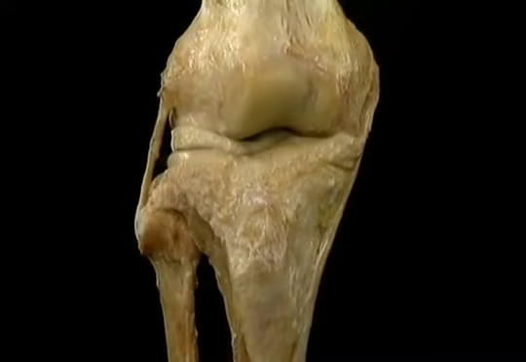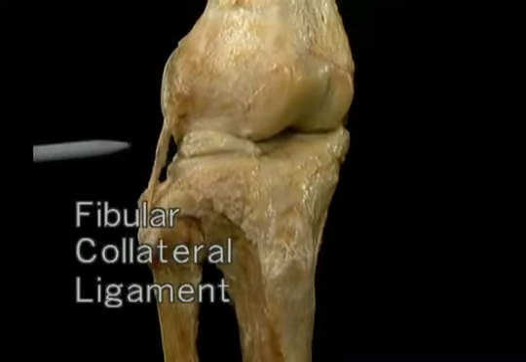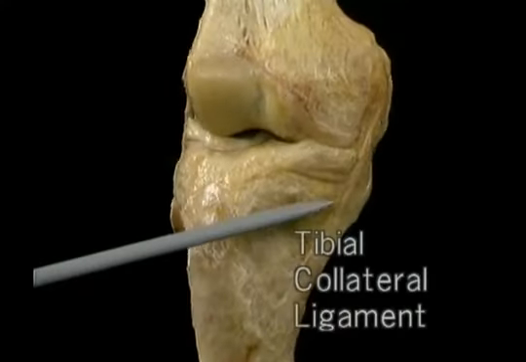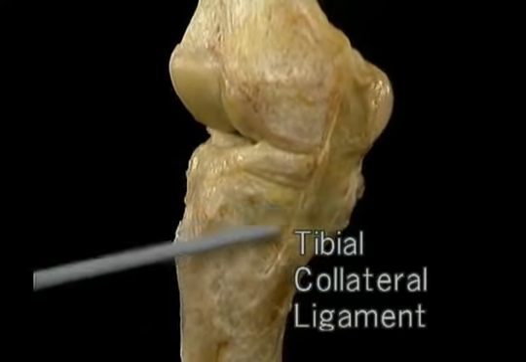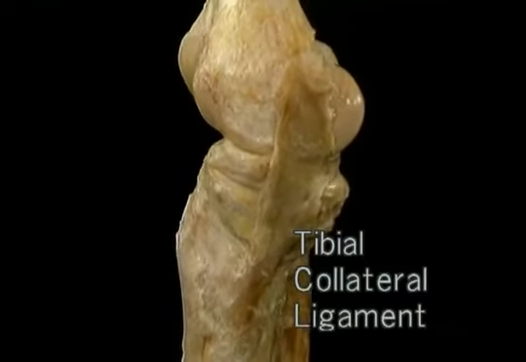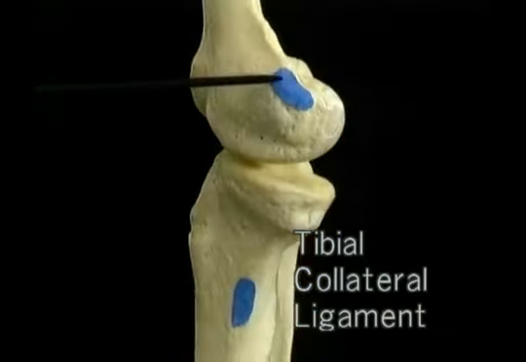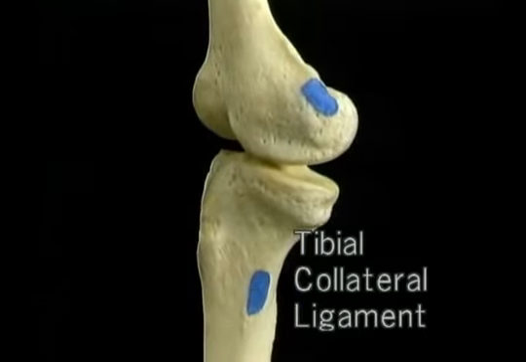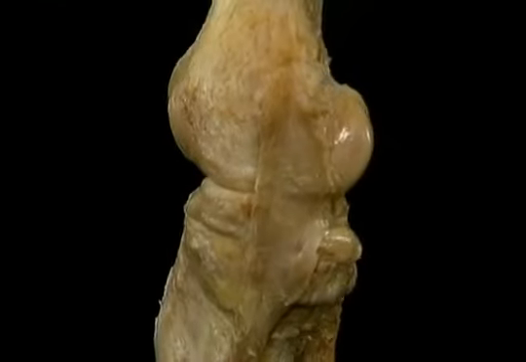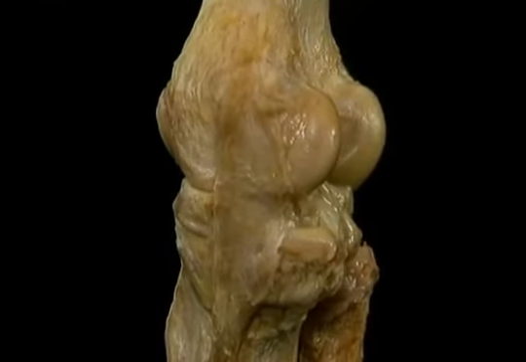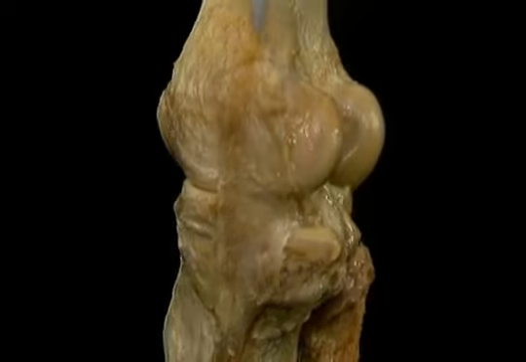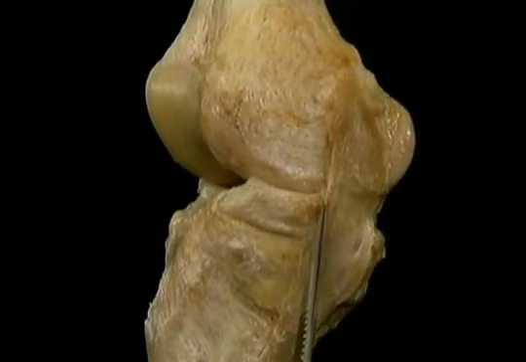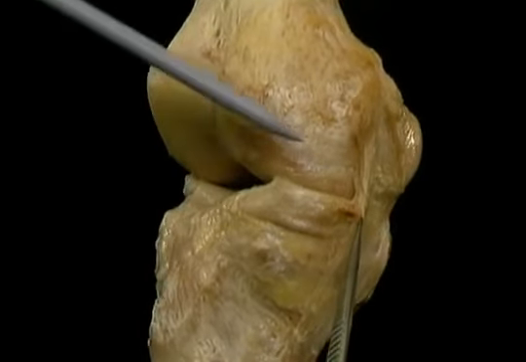Now let's look at the two collateral ligaments, the fibular collateral ligament on the lateral side and the tibial collateral ligament on the medial side. The tibial collateral ligament goes from the medial epicondyle of the femur to the anteromedial aspect of the proximal tibia. The tibial collateral ligament blends with the capsule of the knee joint behind and also in front. On its inner aspect, it's firmly attached to the edge of the medial meniscus, which is here.